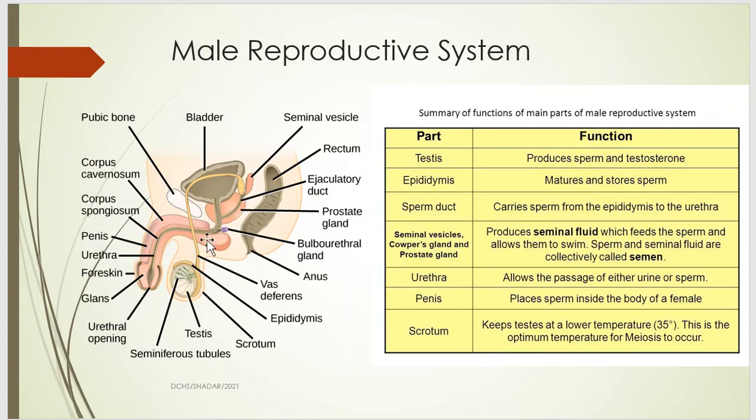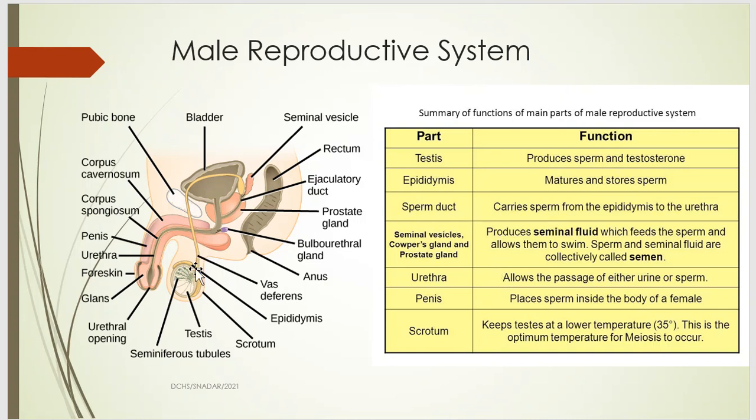Now we're going to quickly look at the male reproductive system, and what you see here is the different parts, and I'm going to quickly go over the functions. The testis is located right here, and the main function of the testis is to produce the sperm and testosterone. Then right outside of the testis, the seminiferous tubules come out and form a crown of tubules right here called epididymis. The function of epididymis is it matures and stores the sperm, and then it will be ready for ejaculation.